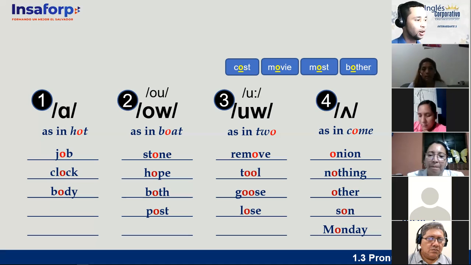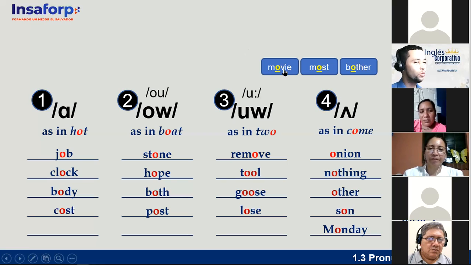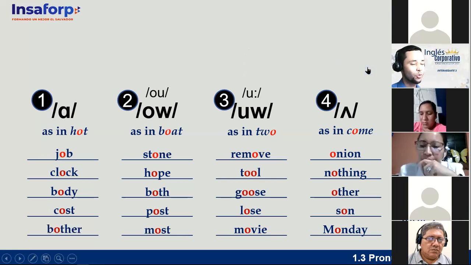What about cost? Sandra. Number two. Do we say cost or cost? The pronunciation is cost. Number one. That's right. Okay. Goes in number one. Good. What about movie? Three. Number three. That is correct. You have movie. What about most? Two. Number two. Yes. And obviously you have bother. Say number one. Okay.